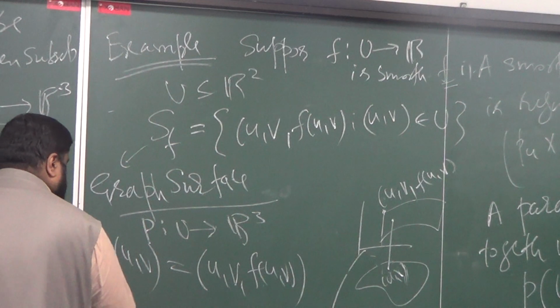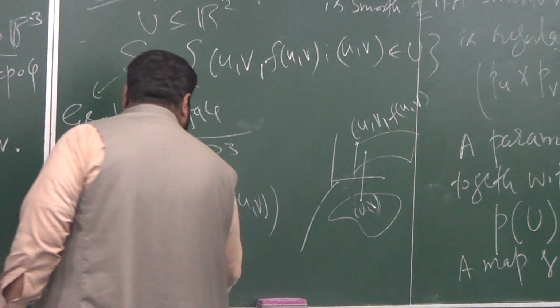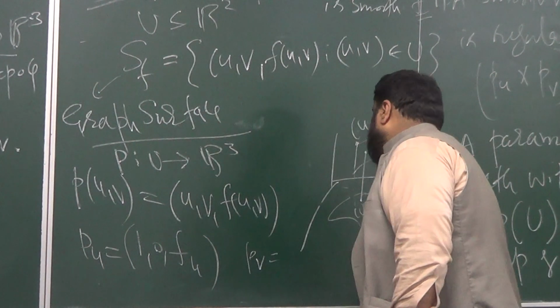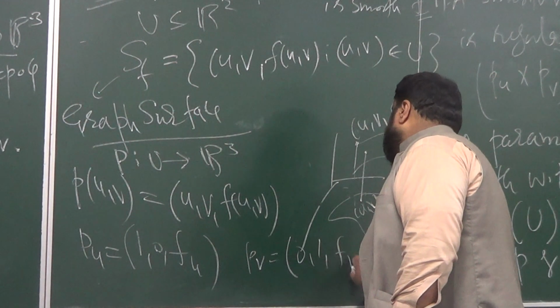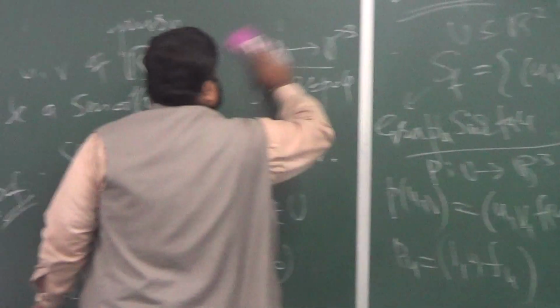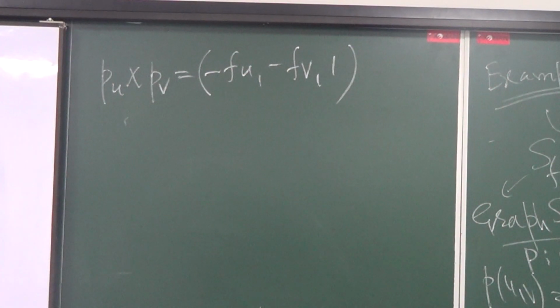So how are you going to check regularity? Let's compute, say, P_u. What would be P_u, the partial derivative with respect to u? It's going to be (1, 0, f_u). And what would be P_v? It's going to be (0, 1, f_v). So what would be P_u cross P_v? I'm just writing it directly. P_u cross P_v is going to be (minus f_u, minus f_v, 1). You can compute it and you will see that this is the P_u cross P_v.